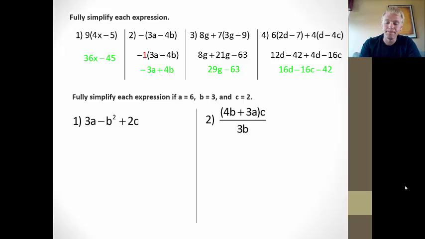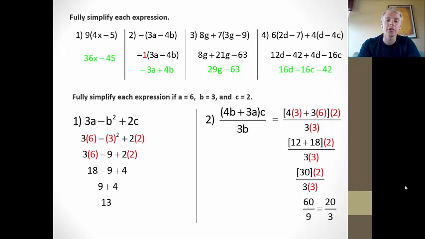Let's see how you did. Check the work there. You should have gotten 13 for number 1 and 20 over 3. Notice we left it as a fraction. That's okay. Fractions are not evil. I know you might think so, but we're going to work with them a little bit more later in this unit. Help us out with that a little bit. But you can see 20 over 3 is our final simplified answer, and that's okay to have it as a fraction.